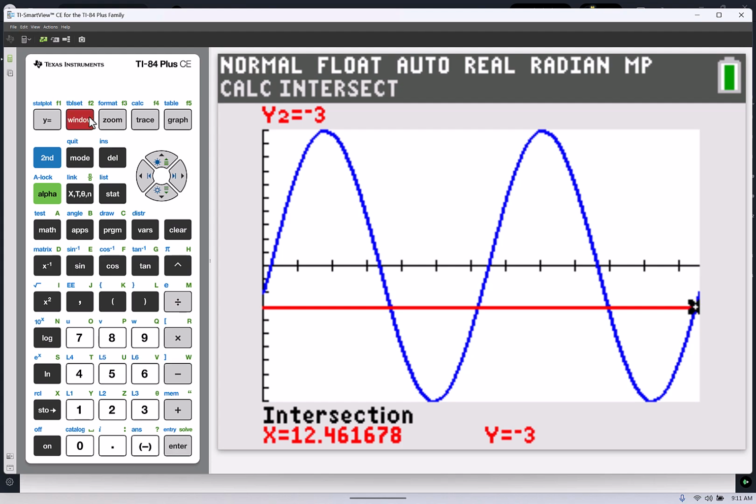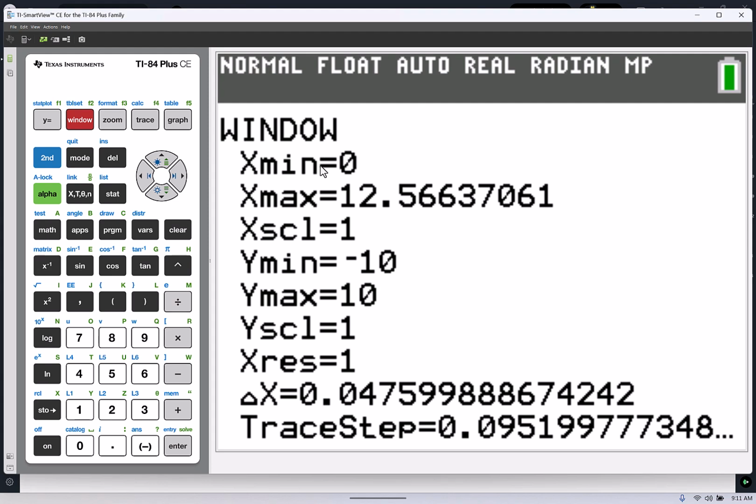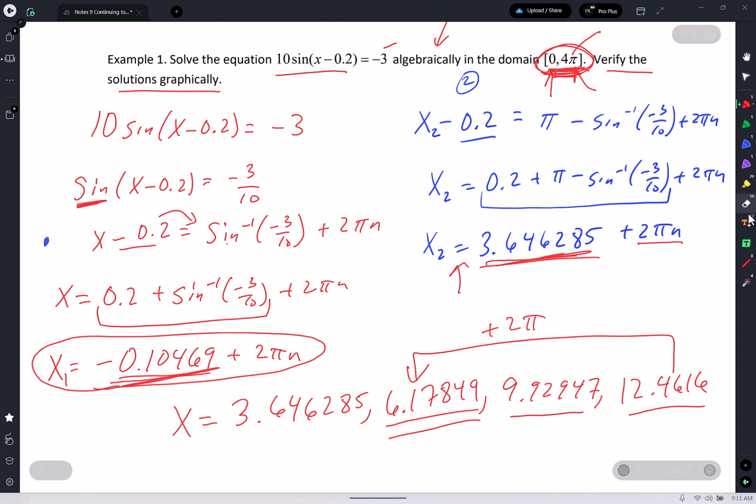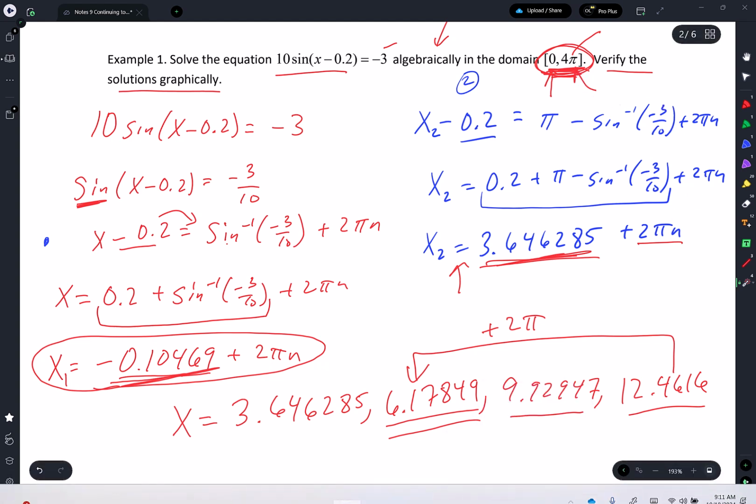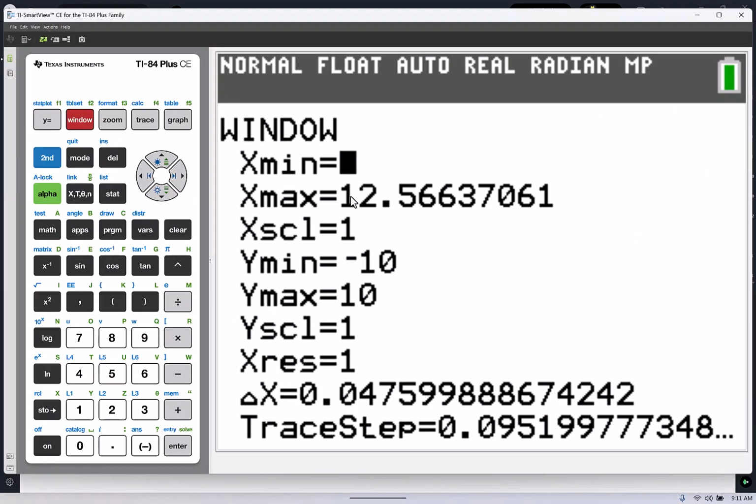When you click on window, I just clicked the domain, between 0 and 4 pi, because that's what they want. You see that 0 to 4 pi right here? So that's 0 to 4 pi. That's what I'm going to put for x min and x max because I just want my solutions between those x values. Everything else I just left alone. Negative 10, 10. My magnitude was 10 for the sinusoid, so I left it as negative 10 and 10.